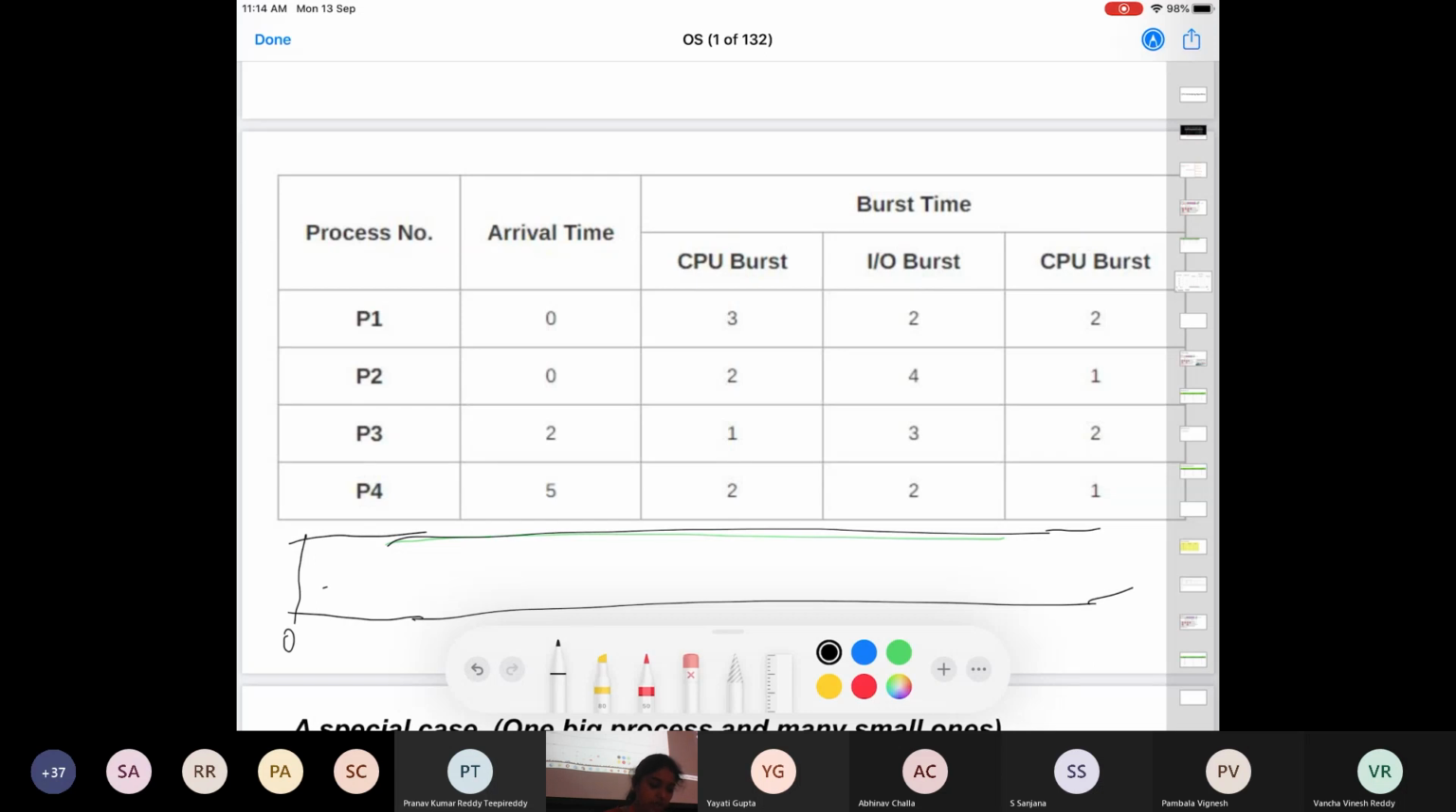P1 here comes at time 0, right? And P2 also comes at time 0. So which one should I choose? Although you can choose anyone randomly, generally we assume that the process with a smaller ID will be executed first in case there is a tie. So in this case, P1 has arrived, and P1 starts executing at time 0. So let me give it to P1. And we know that P1 is not going to leave the CPU until it completes its first CPU burst. So P1 will anyhow run till time 3.